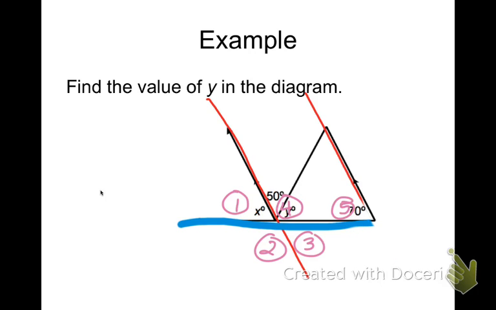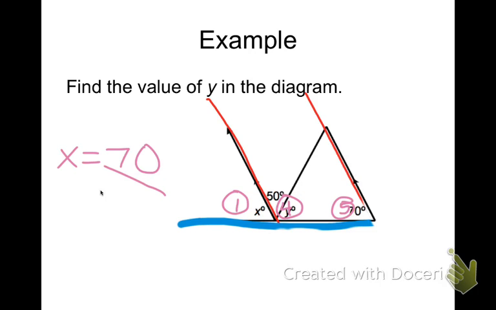So now let's go over to these other 4. 5 is an alternate interior with 3, but is 3 in the diagram? Nope. So what other angle is angle 5 congruent to? Angle 1, y, what type of angles are they? Well, you have all 4 listed on the front of your notes. They're corresponding, right? So x would be how many degrees? 70 degrees. Good.